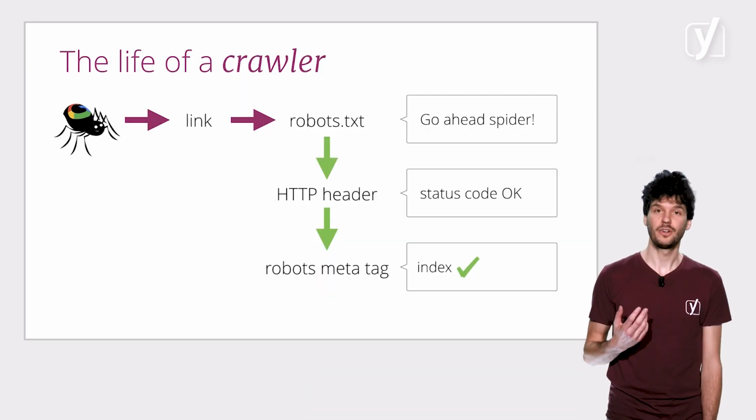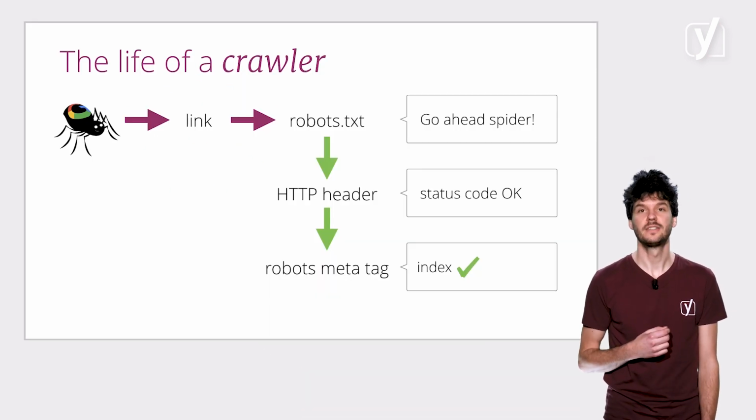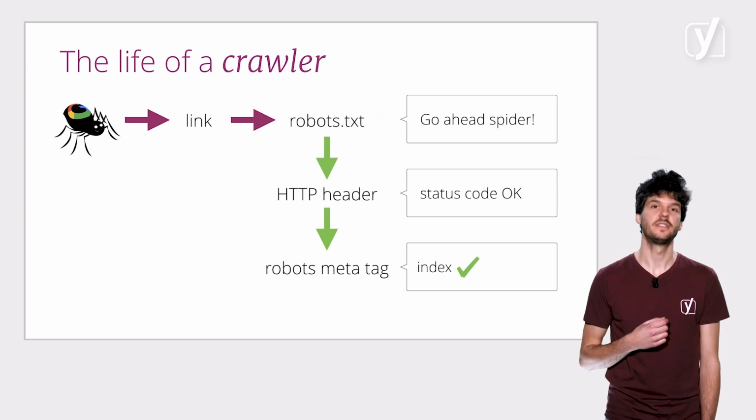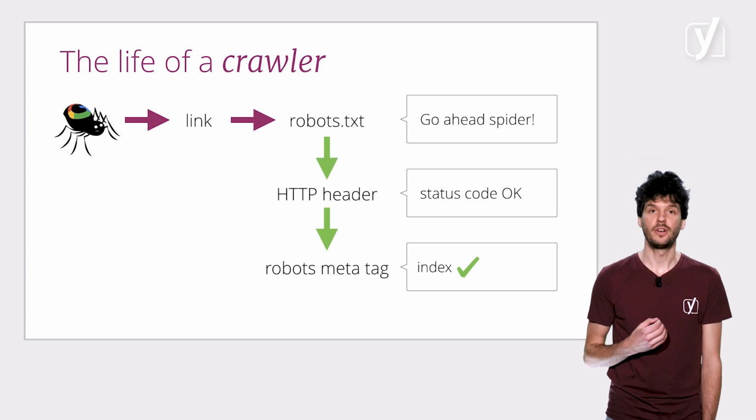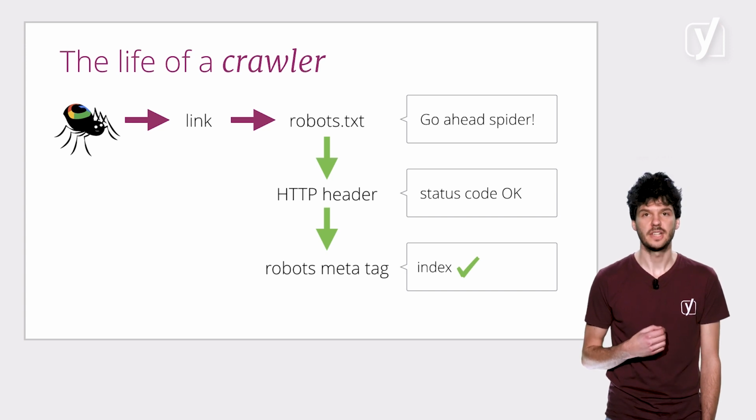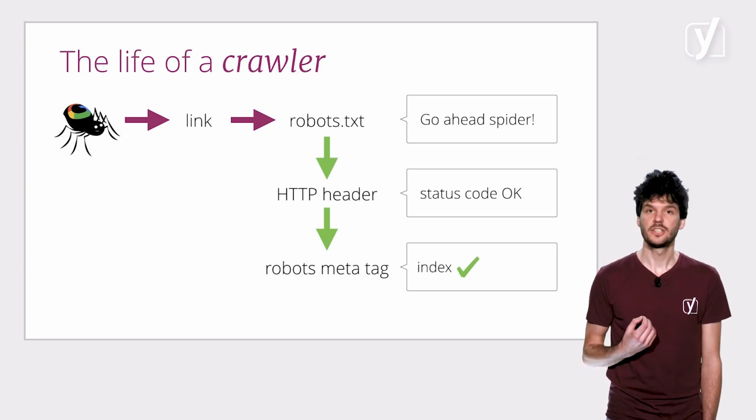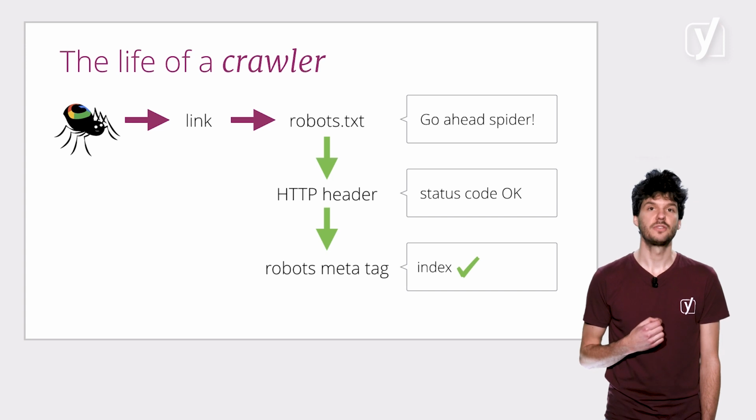These methods are actually numbered in the way that Google will crawl your site. Let's run through the life of a crawler. Our crawler finds a link to a page on your site. First, it will check the robots.txt to verify whether it's allowed on that page. If the crawler is allowed by the robots.txt to crawl your site, it will check the HTTP header of the page for a status code.